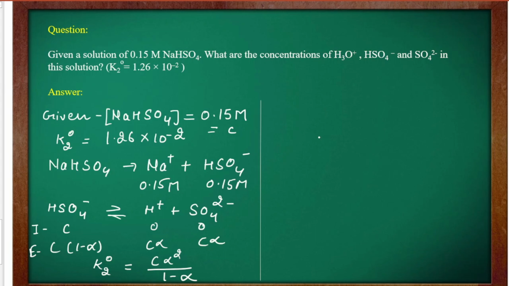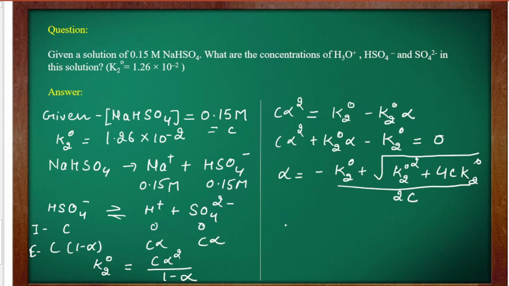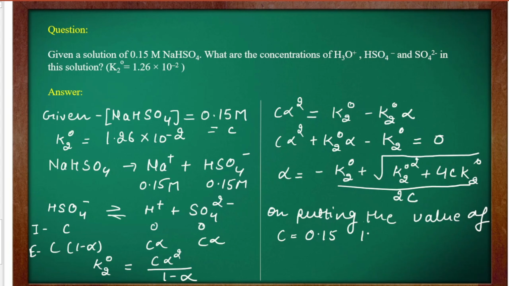For finding out the concentration of hydrogen, sulfate and hydrogen sulfate, we have to calculate degree of dissociation for second dissociation. Dissociation constant is equal to concentration of sodium hydrogen sulfate multiplied by alpha squared divided by 1 minus alpha. On solving we get a quadratic equation in alpha. On putting the value of C equals 0.15 molar and dissociation constant equal to 1.26 multiplied by 10 raised to power minus 2, on solving alpha value comes out to be 0.2507.